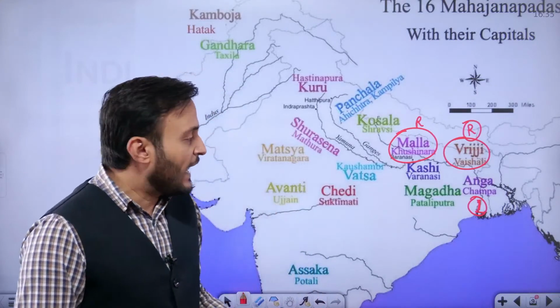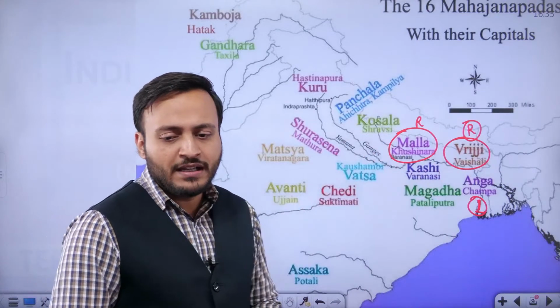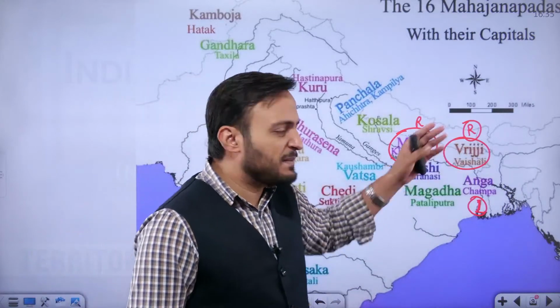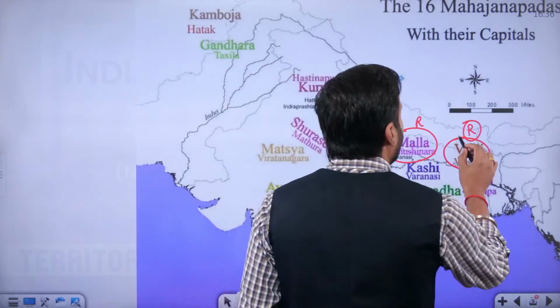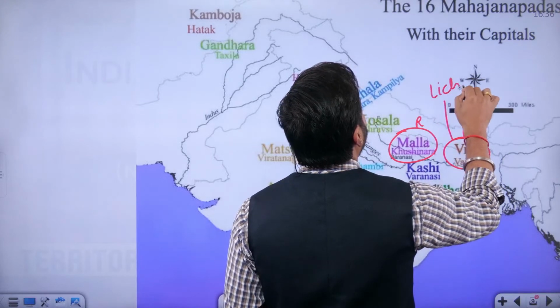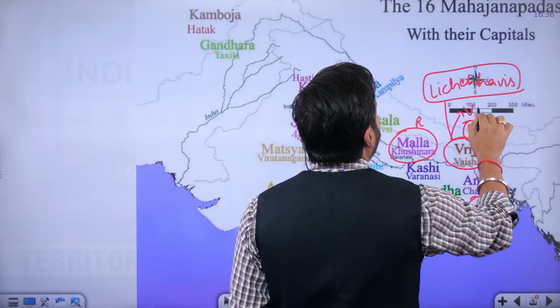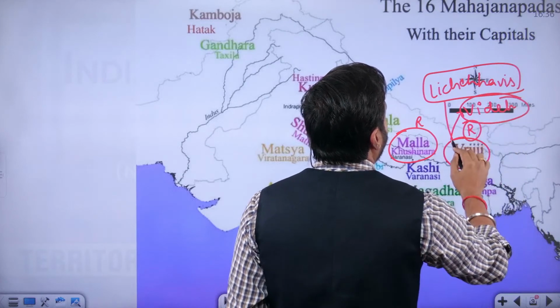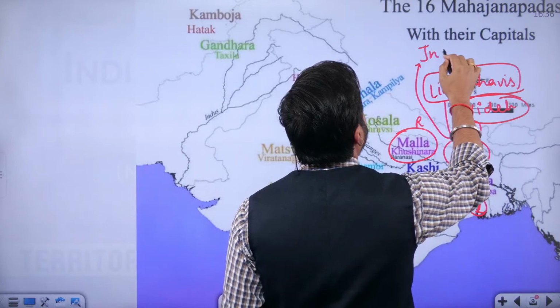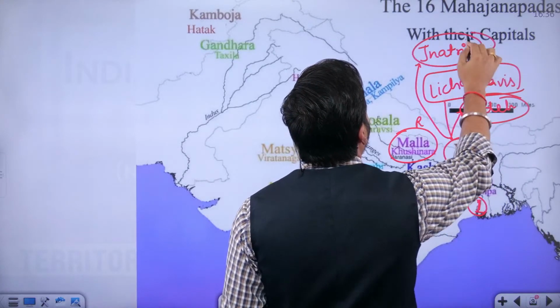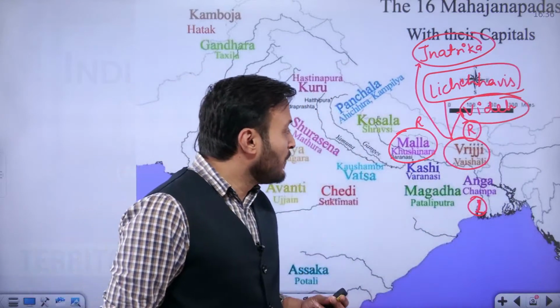All right, everyone. So I hope it is clear to all of you. Okay, Vriji and Malla both are clear. Now, if we talk about the other features, then let me tell you that Vriji was basically an association of several smaller republics. The most important among them were the republics like Lichvis, or the republics like Videha, or the republics like Gyatrak. So these three republics were probably the most significant ones.